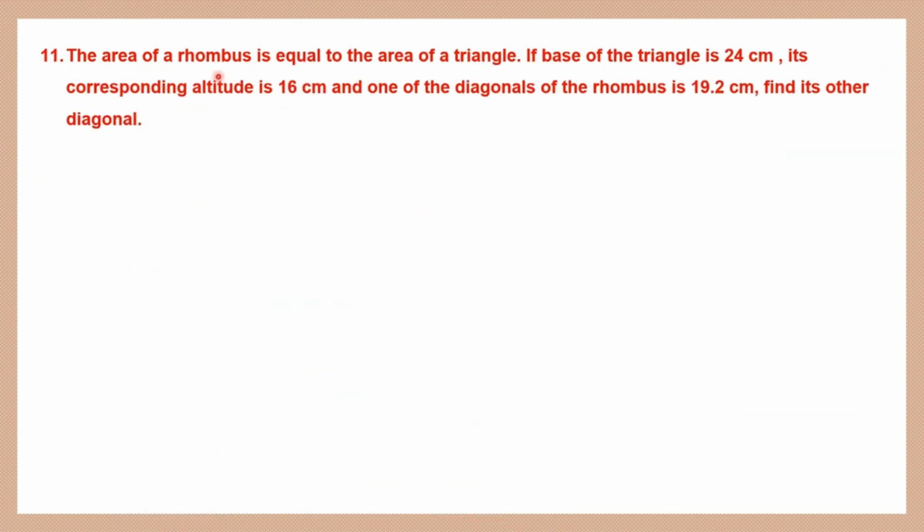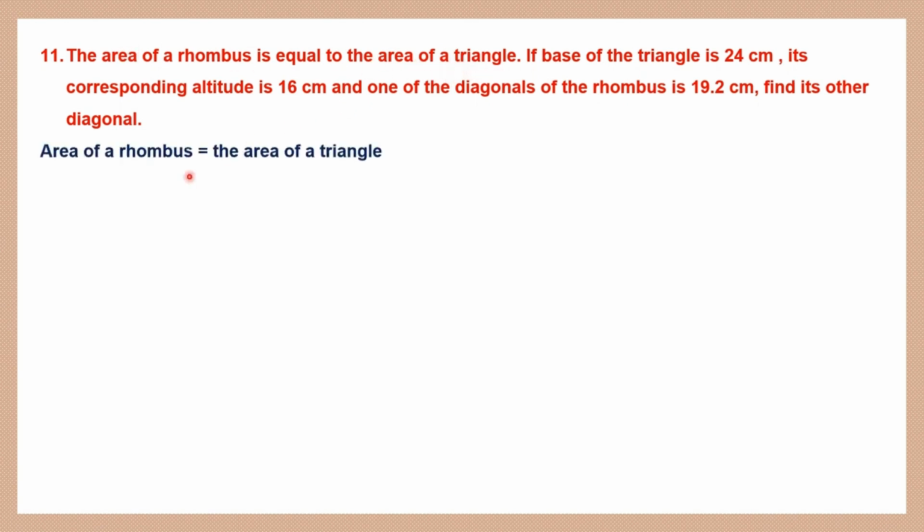Question 11. The area of a rhombus is equal to the area of a triangle. If the base of the triangle is 24 centimeters and its corresponding altitude is 16 centimeters, so we've been given some measurements of the triangle, and one of the diagonals of the rhombus is also given to us, we have to find the other diagonal. Now, if we have to find the other diagonal, since we have one, we need to find the area of this rhombus. So to find the area of the rhombus, first we need to find the area of the triangle because both are the same. They are equal to each other.